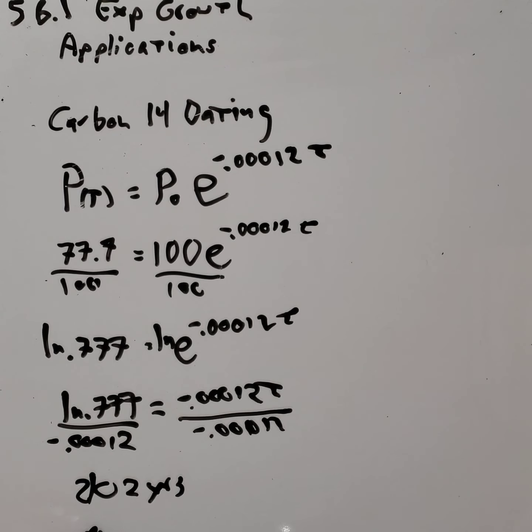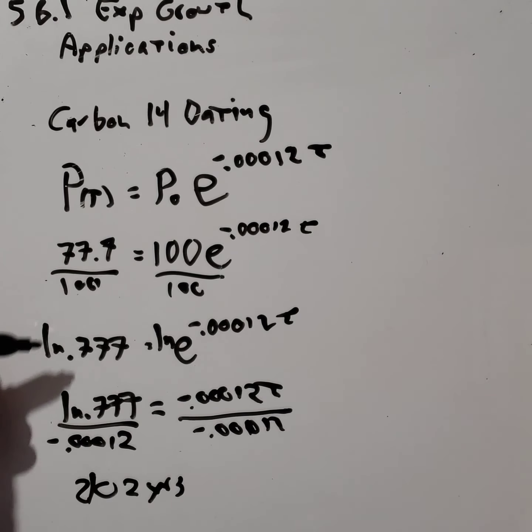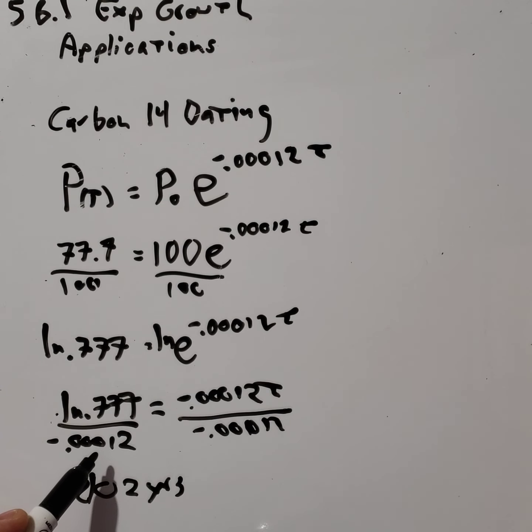Okay, so there's the process. I said it's going to be the same every time, which means the solving part's going to be the same every time also. So all we really need to do here is do the natural log of whatever percent of the carbon is remaining divided by that rate. Let's look at another quick example here just to illustrate how simple that is.